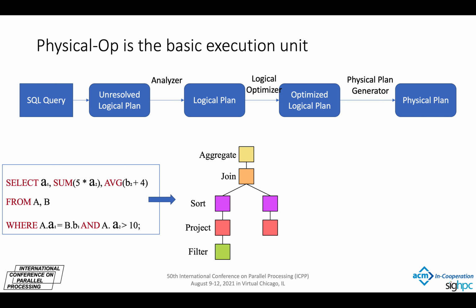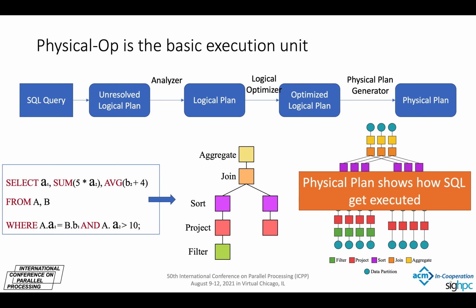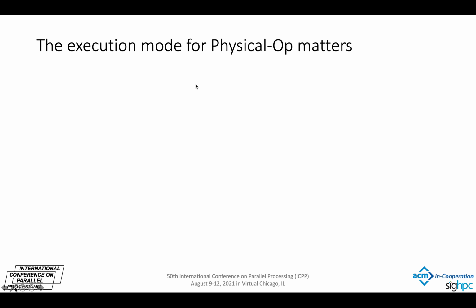The simple SQL gets transformed into a logical operator tree composed of filter, project, sort, join, aggregate, and then it is finally translated to a physical plan that shows how SQL gets executed, such as how data is distributed over the tasks, and also how intermediate data gets transferred over the different stages of the tasks. Then we know the execution model for physical operators really matters.